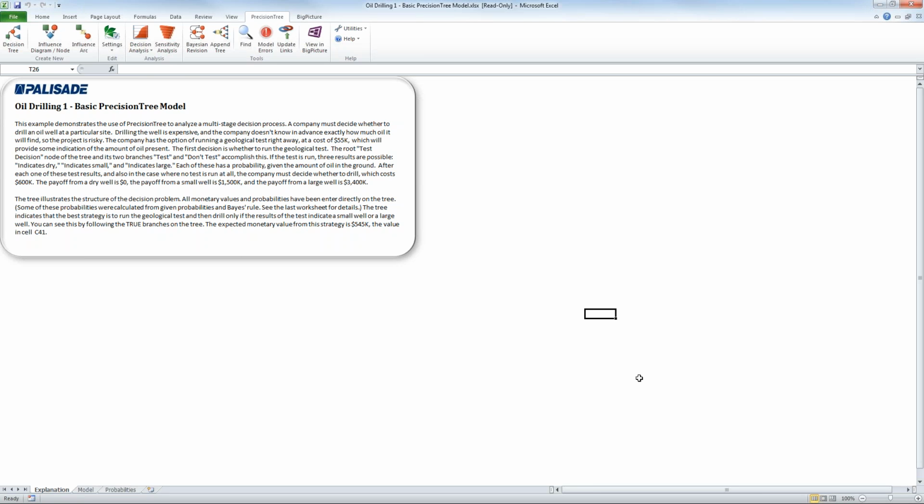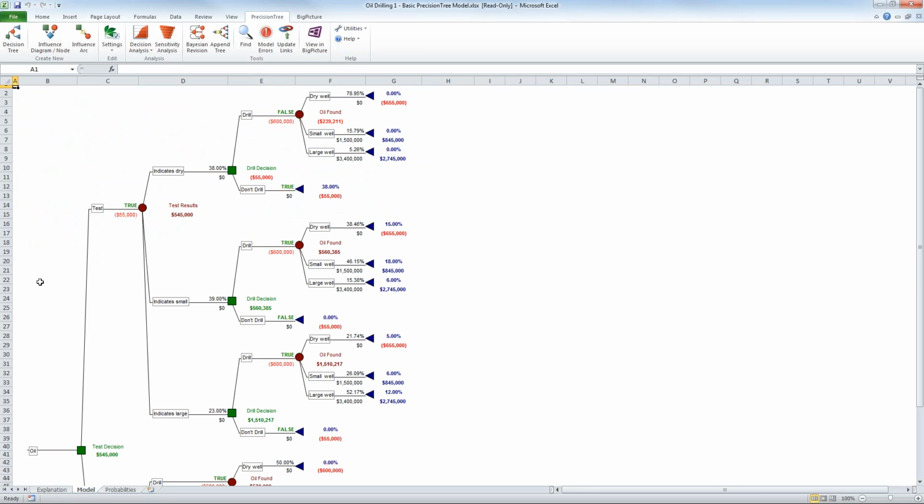So, decision trees. We're going to start with those today. Decision trees are at the heart of what PrecisionTree is all about. There are also influence diagrams and other features within PrecisionTree, but the heart of what PrecisionTree is about is decision trees. So we're going to cover a couple decision tree examples today and show you how those can be viewed using BigPicture and how they can be used in a slideshow in BigPicture as well.